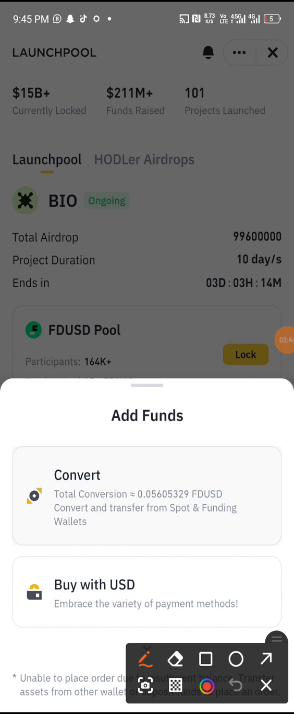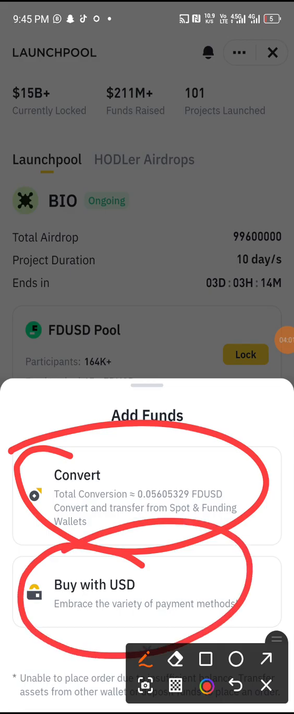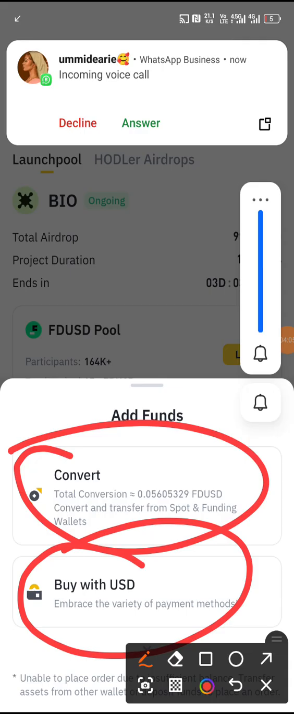whether your fund is still in USDT. If it is in USDT, then you have the chance to convert it. And if you do not have anything in your wallet, like your wallet is empty and you need to fund it, it's still giving you the chance here to buy.